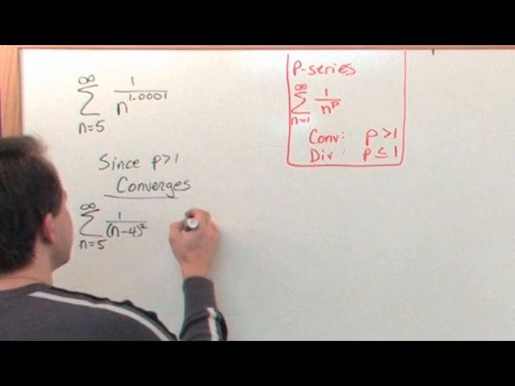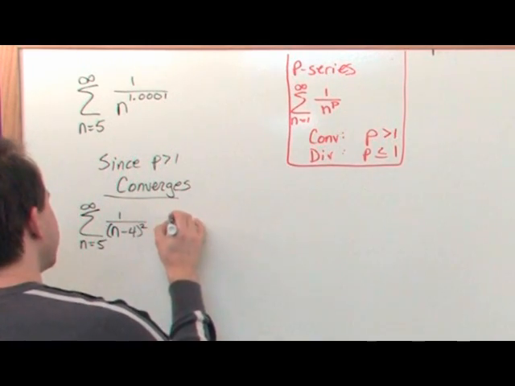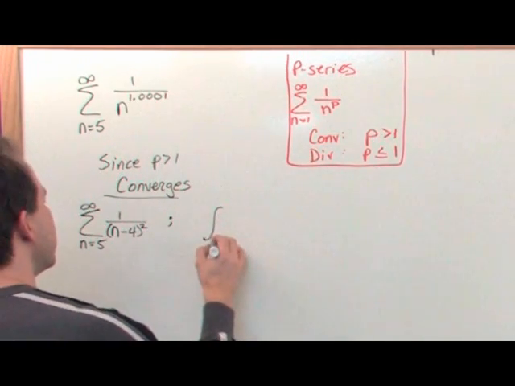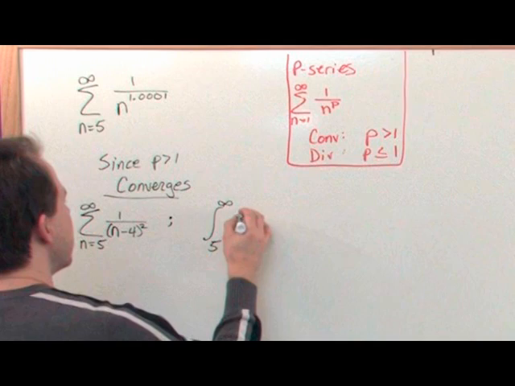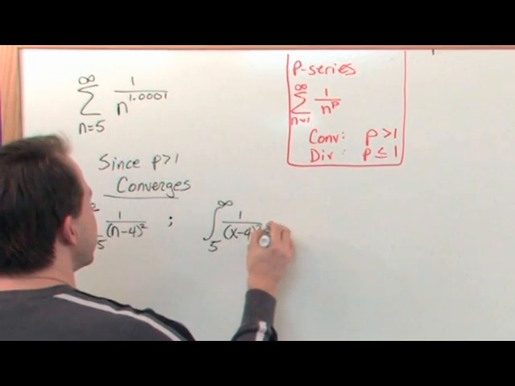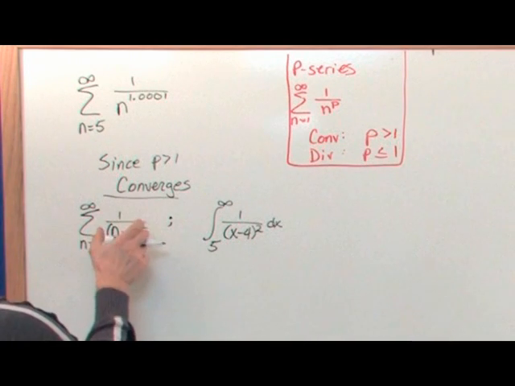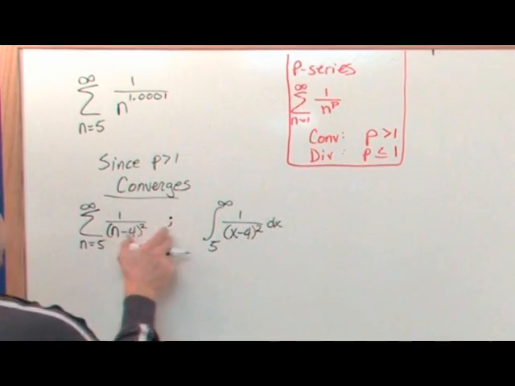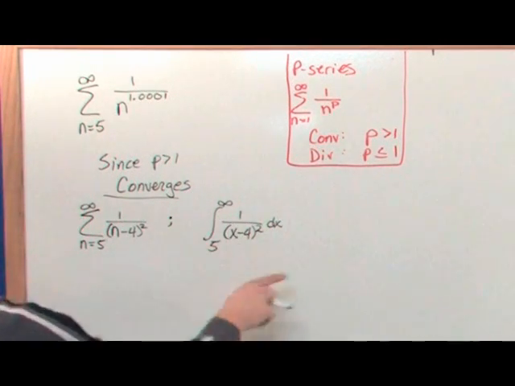So what we're going to do to find out if this thing converges is we're going to pretend that this is an actual integral, right? And we're going to say, okay, well, what is the integral from 5 to infinity of 1 over x minus 4 squared dx? That would be the equivalent integral. The theorem says, pretend the elements form a function, so we just replace n with x, and integrate this sucker there.